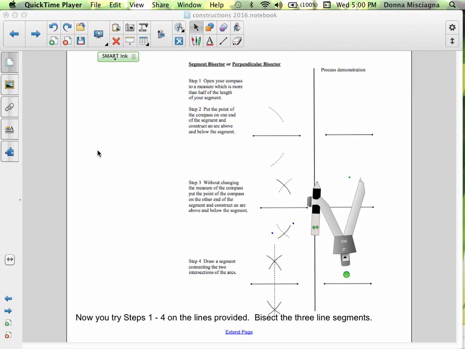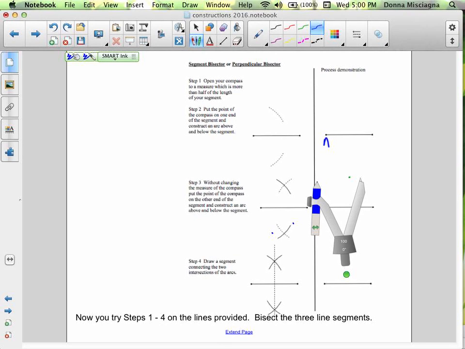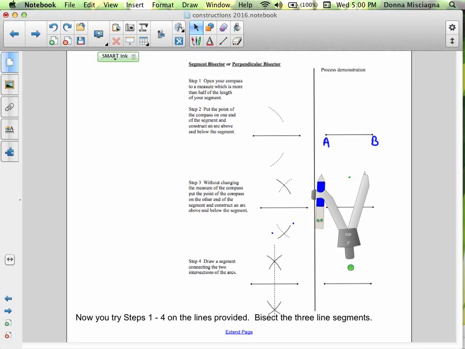For this construction, you're given a segment to bisect. I'm going to label the points A and B so I have something to talk about. So we'll call that point A and that point B. So you're going to take your compass, put it on either point. Since my compass is opened towards A, I'm going to put it on point B.